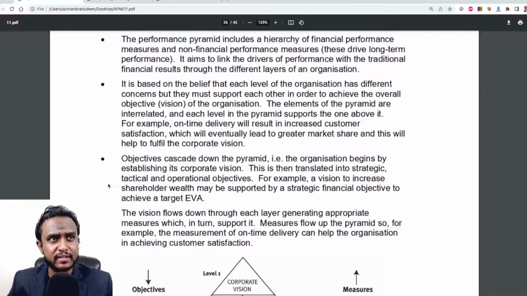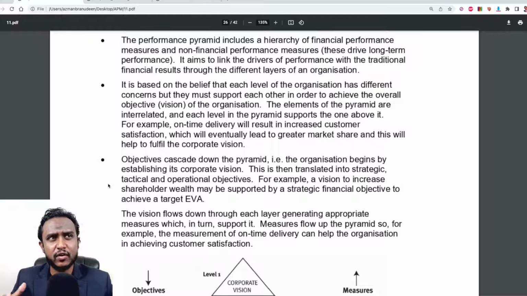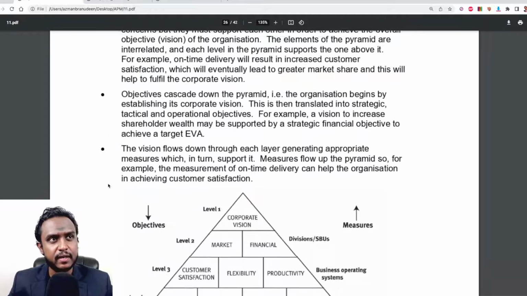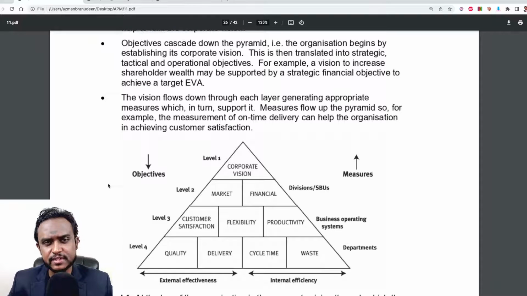It also addresses the idea that different organizations have different levels, and each level has to be treated differently. Each level's performance has to be measured differently. That concept is incorporated here. The objectives are generally broken down further, cascaded down from the top, and the vision flows through each layer, generating appropriate measures, which in turn supports it. So measures flow up the pyramid also and downward. The objectives flow down and the measures flow upward.